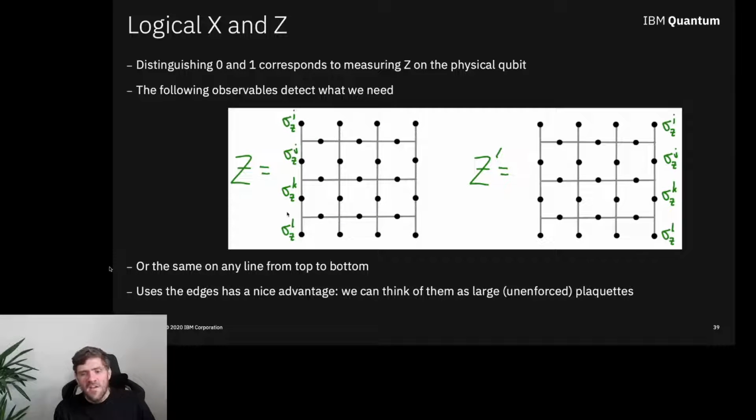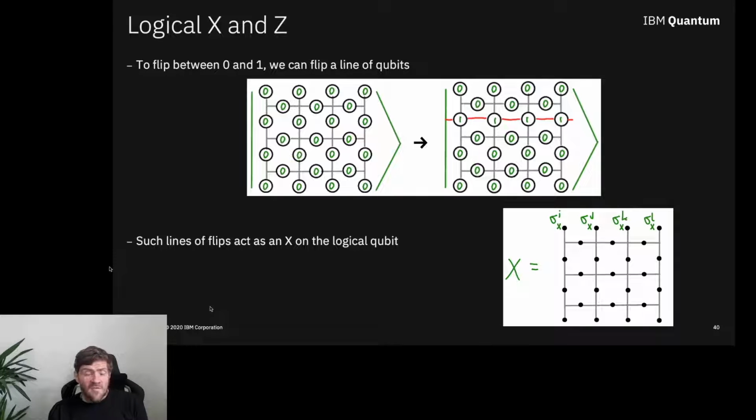So we could use one side, or we could use the other side, or we could use any weird thing in the middle. I like the sides because I like to think of the sides as just being big plaquettes, but they're ones that we don't measure as part of the syndrome, but they're otherwise completely equivalent to the behavior of a plaquette, and we'll see more about why that's interesting later. Okay, so that was a logical z, or measuring a logical z at least. What about a logical x? A logical x is the thing that flips from 0 to 1 and 1 to 0. And so how do we do that? Well, we have to introduce one of these lines across the middle.